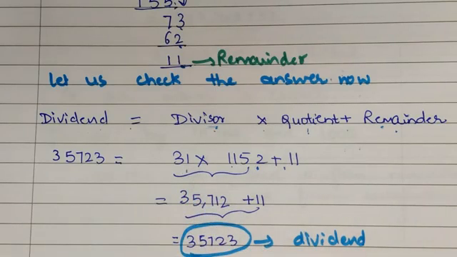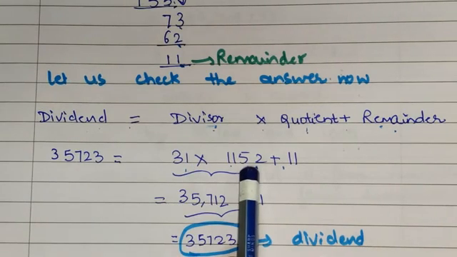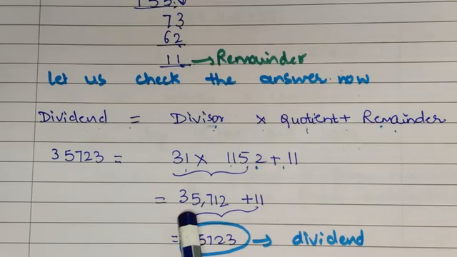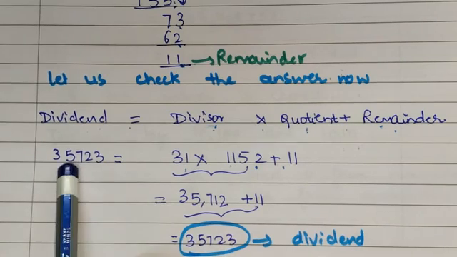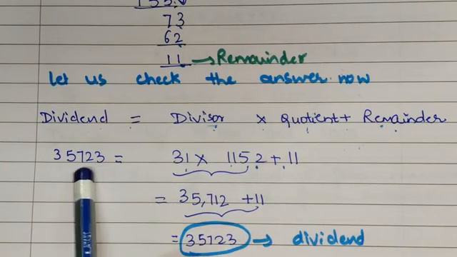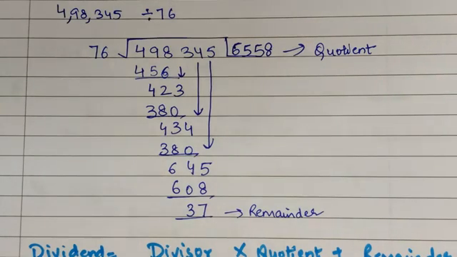First of all, we will do the multiplication. So now 31 into 1152 gives us 35,712. Plus 11 will give us the dividend again. So if we are getting the dividend here, it means our division is correct. Clear? Let us do the next question.